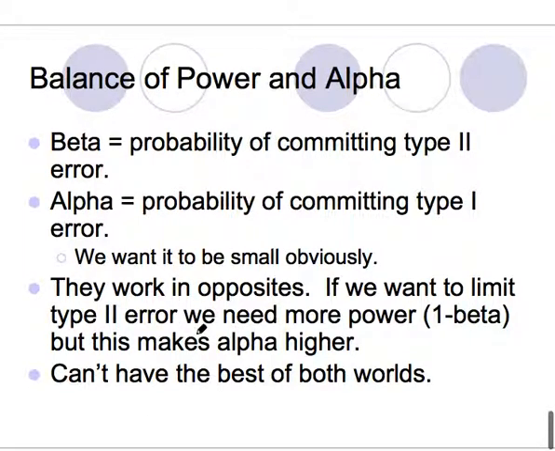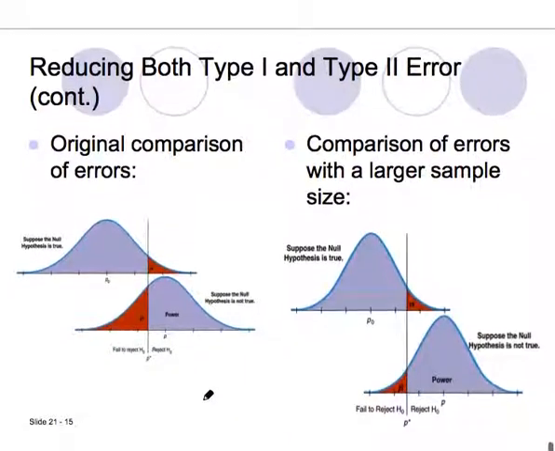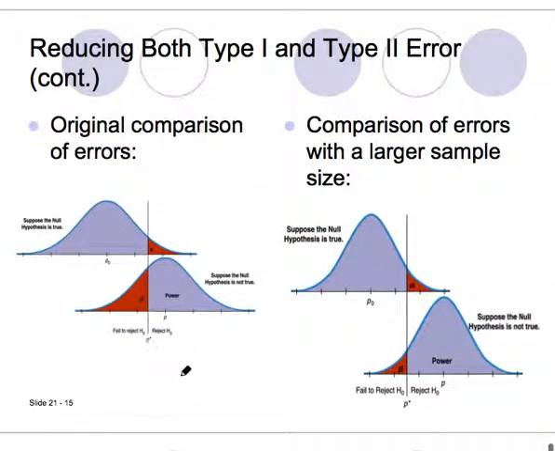If we want to limit a type 2 error, then we need more power, but that makes the alpha higher. So the beta and the alpha go together. We'll talk about it again tomorrow because this needs a lot more visuals that go with it. Here's a little bit more. Let's look at what the hypothesis would be if we looked at what that beta value was more specifically.